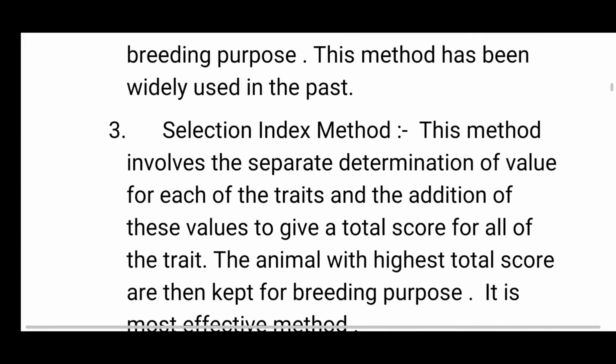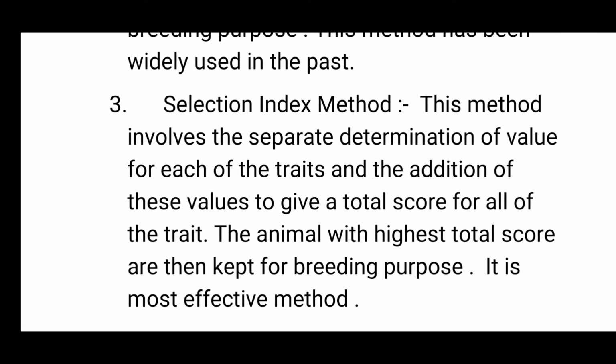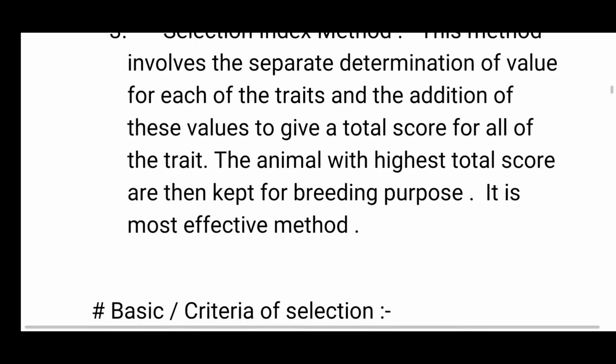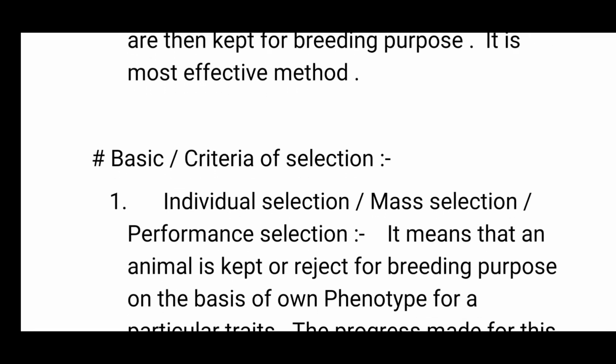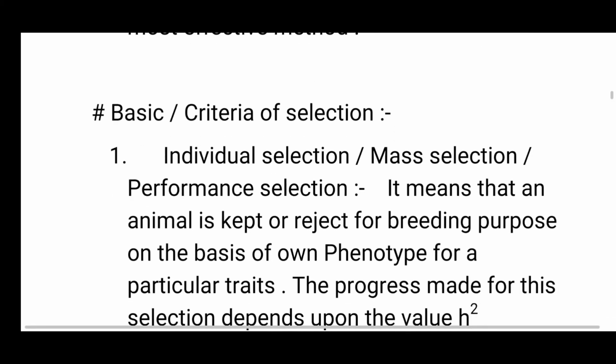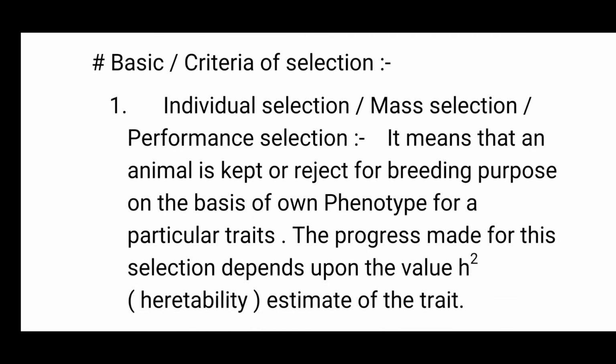And the third and last is the selection index method. This method involves the separate determination of value for each of the traits and addition of these values to give a total score for all of the traits. The animal with the highest total score is then kept for breeding purposes. It is the most effective method. This is in very simple language, so learn it quickly because it is important from the exam point of view. Then our next topic is basis or criteria of selection.